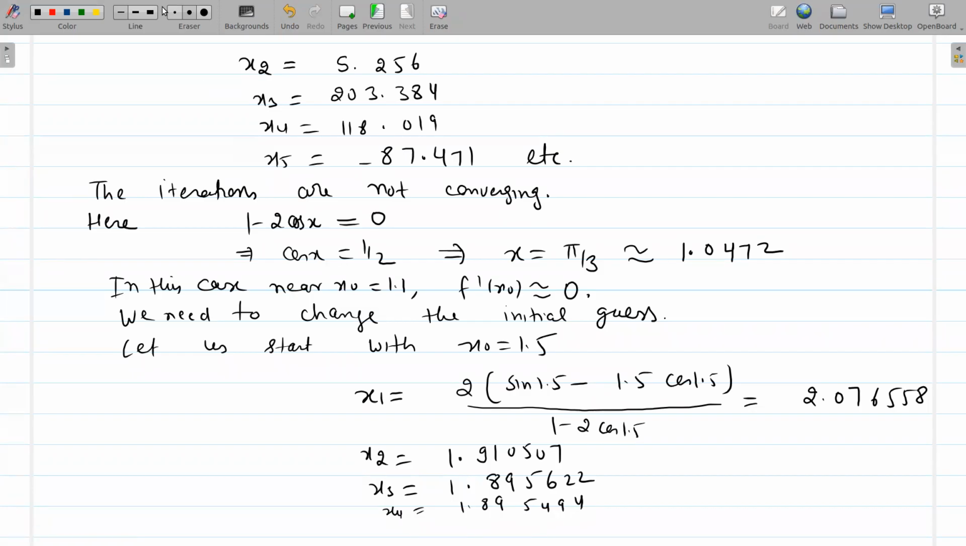write answer correct to three decimals, so you can stop here. 1.895, 1.895. And if you write next iteration, so that is x5, that is 1.895494. x4 and x5, they are equal. Okay. So you can say correct to three decimals is 1.895. Any doubt in this?